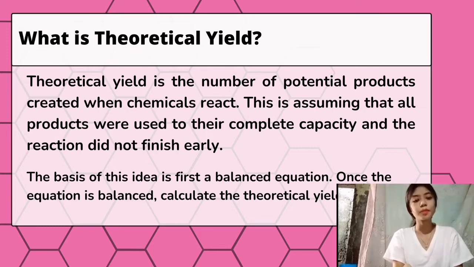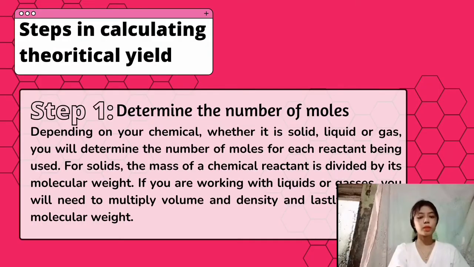Theoretical yield is the amount of potential product created when chemicals react. This is assuming that all reactants were used to their complete capacity and the reaction did not finish early. The basis of this idea is first a balanced equation. Once the equation is balanced, calculate the theoretical yield. Step 1. Depending on your chemical, whether it is solid, liquid, or gas, you will determine the number of moles for each reactant being used. For solids, the mass of a chemical reactant is divided by its molecular weight.